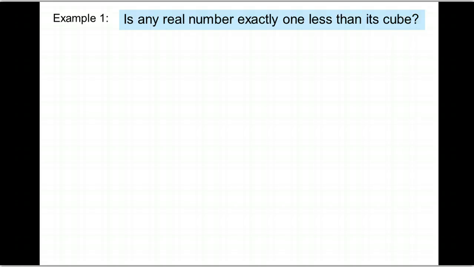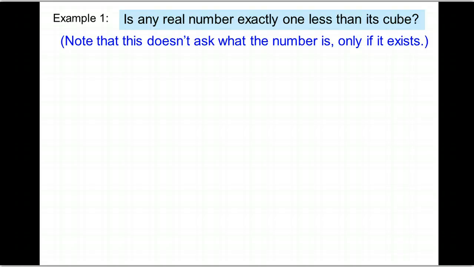Here's an example. Is any real number exactly one less than its cube? So say my real number were x. Does x equal x cubed minus 1? So my real number x is exactly one less than the cube of my real number x. Now note, it doesn't ask me what that number is, only if it exists. So if I bring over the x, I have the equation 0 equals x cubed minus x minus 1. So in essence, I'm saying, are there any x-intercepts?